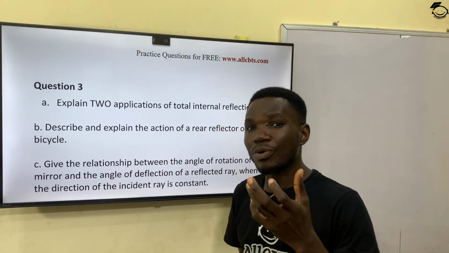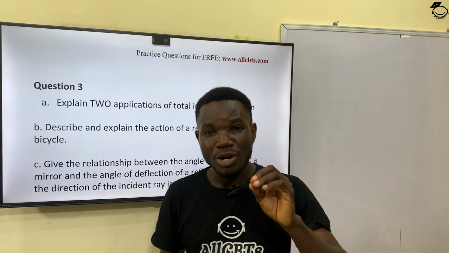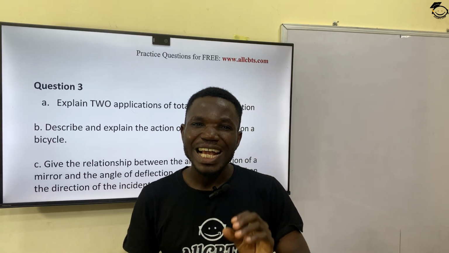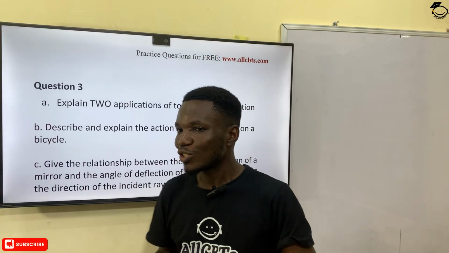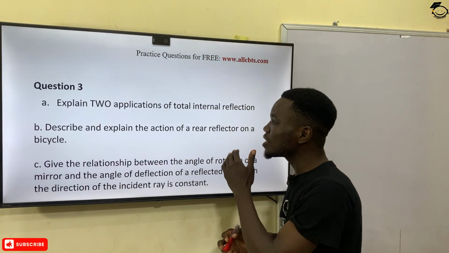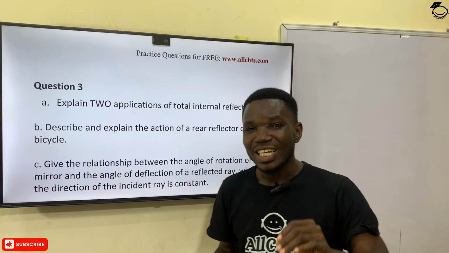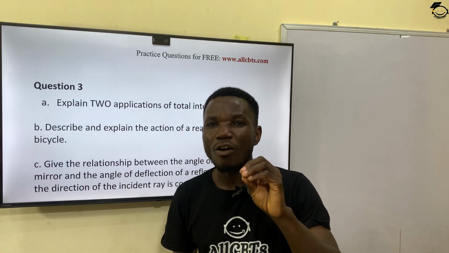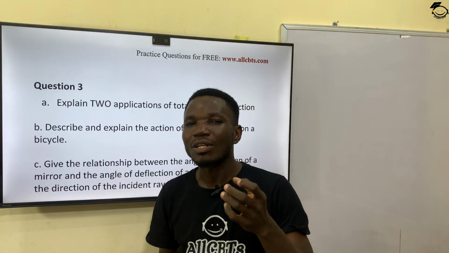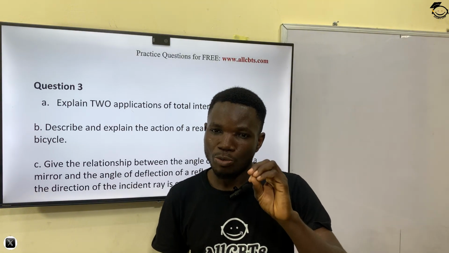So when rays of light are incident on the rear reflector of a bicycle, the light is scattered, causing a diffuse reflection. So when the light is scattered, because the rear reflector on the bicycle is red in color, the red ray of light is scattered more than all the other rays of light within the spectrum.